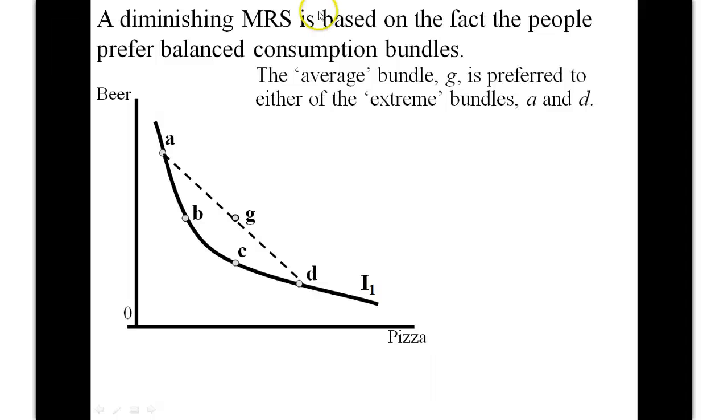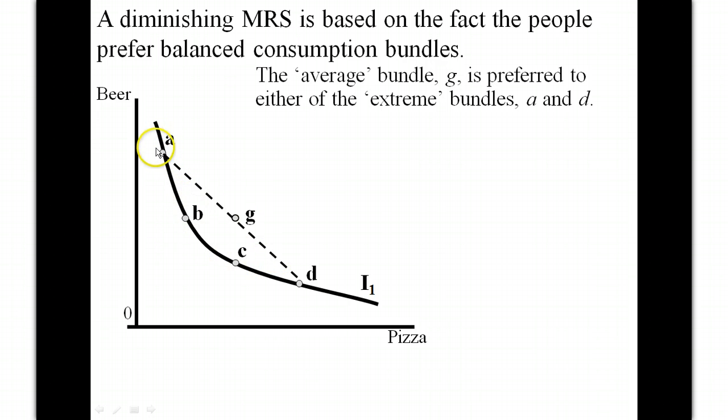So if you look at an individual's consumption bundle, here is an indifference curve with points A, B, C, D. These all offer the same level of utility. So A, B, C, and D are all on the same indifference curve.